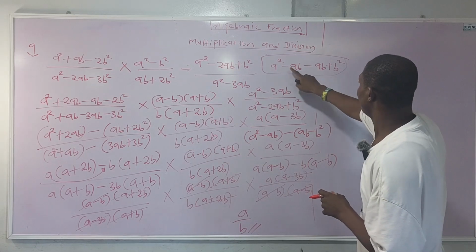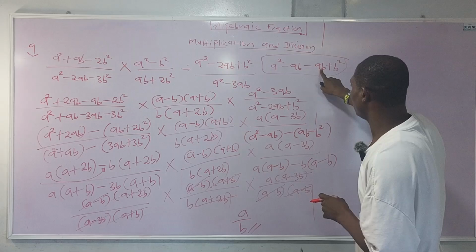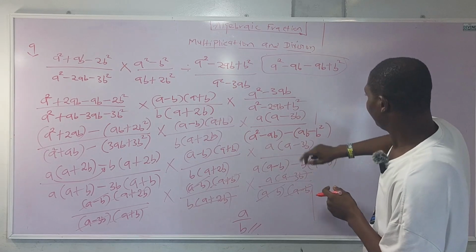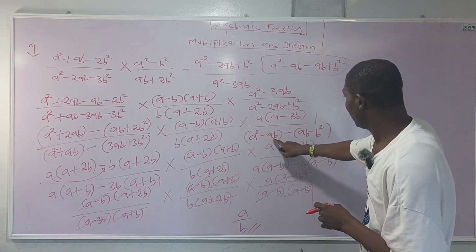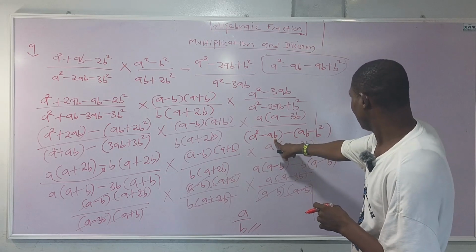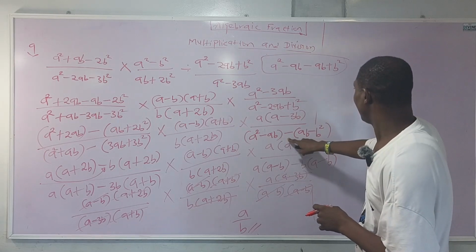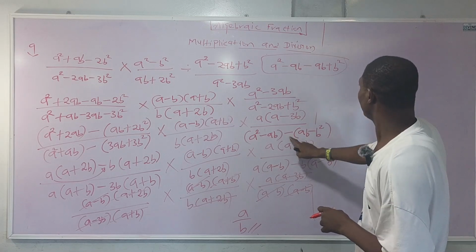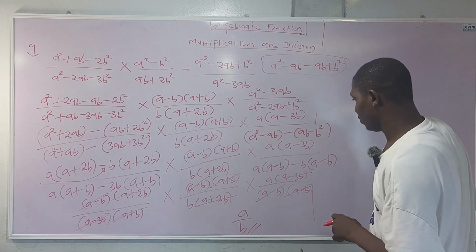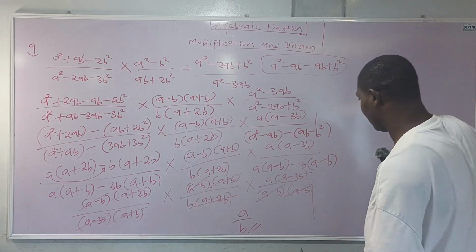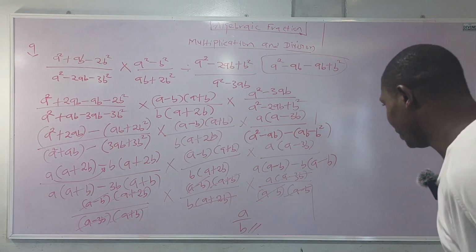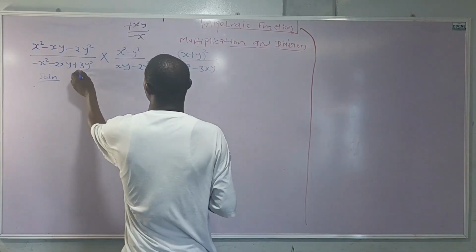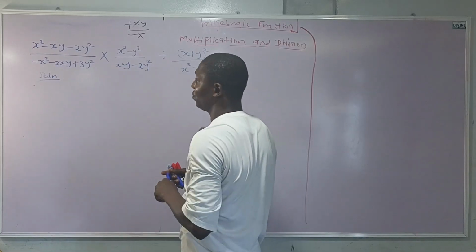Minus plus is minus, and minus 2a will give me minus 2b. And this will give me a squared minus ab minus brackets ab minus 2b. This will give me this, and this will give me this. So that's good to go. So our final answer is what we can see on the board, which is a over what? b. You can see that the entire expression is quadratic in nature.